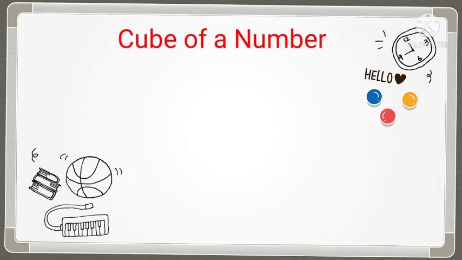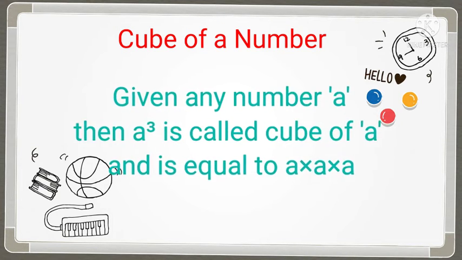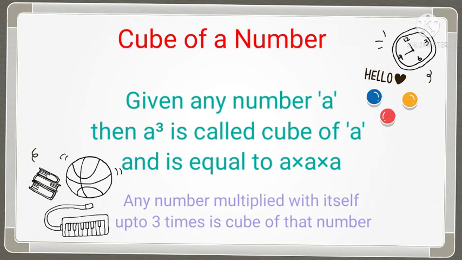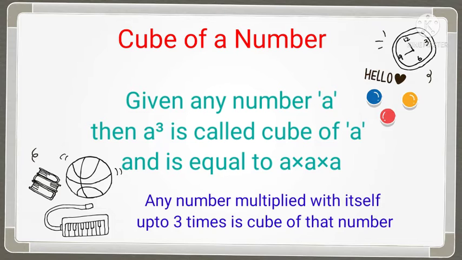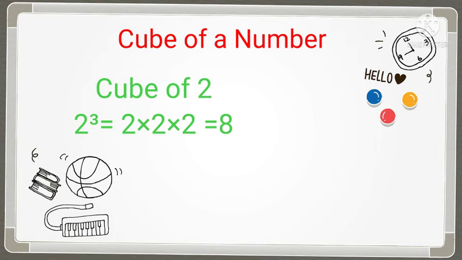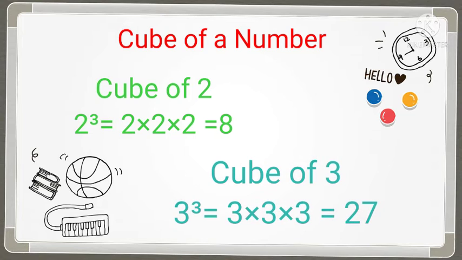Cube of a number. Let us say we have any number a, then a to the power 3, that is a base having exponent 3, is called the cube of that number a. It is equal to a multiplied by a multiplied by a, that is, any number multiplied with itself up to 3 times is called the cube of that number. Now let us say we have the number 2, then 2 cube equals 2 into 2 into 2, that is 8. Another example, for number 3, 3 cube is equal to 3 into 3 into 3, that is 27.